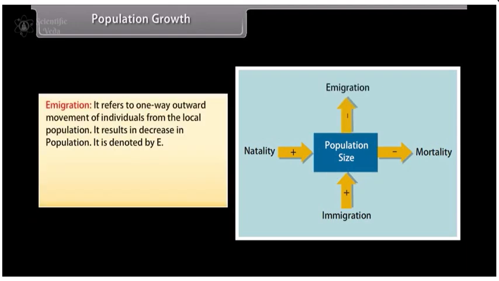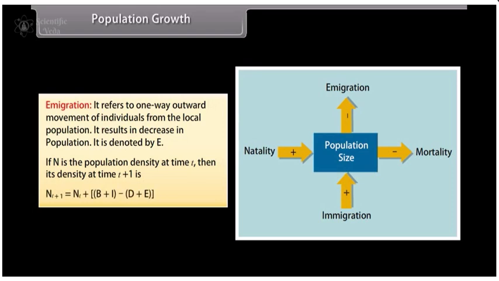Emigration. It refers to the one-way outward movement of individuals from the local population. It results in a decrease in population. It is denoted by E. If N is the population density at time t, then its density at time t plus 1 is N(t+1), which equals N(t) plus B plus I minus D plus E.